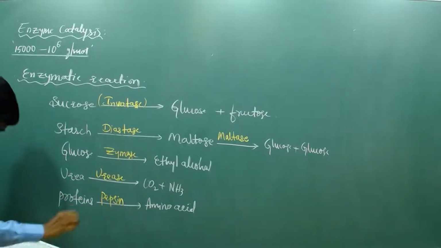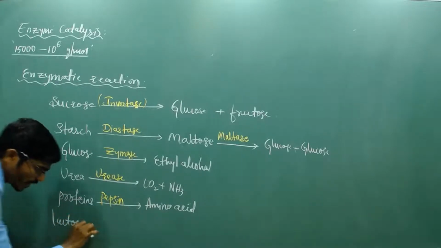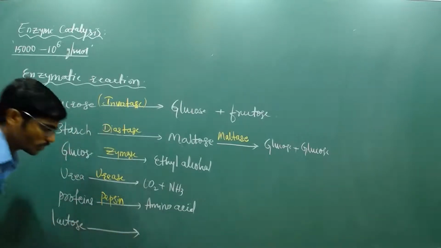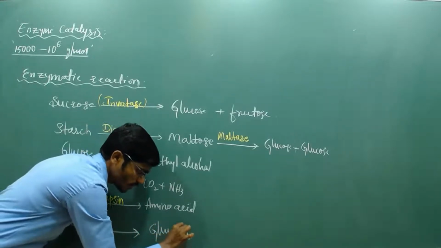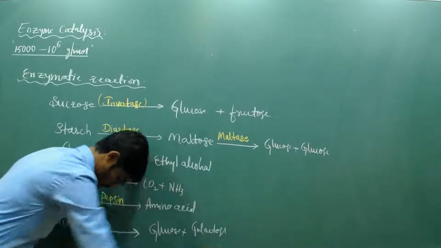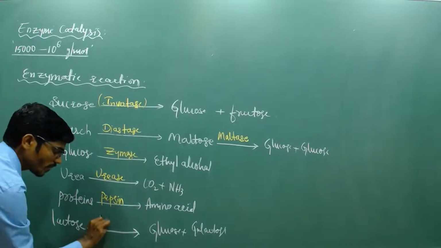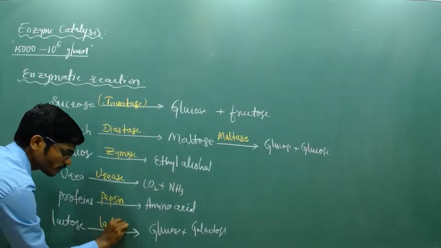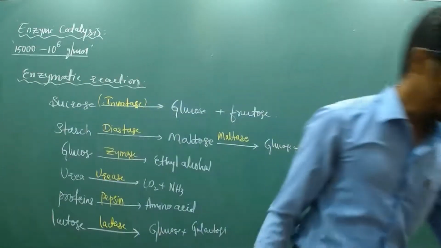Lactose can be converted into glucose plus galactose by an enzyme called lactase. So these are different examples of enzyme catalyzed reactions.